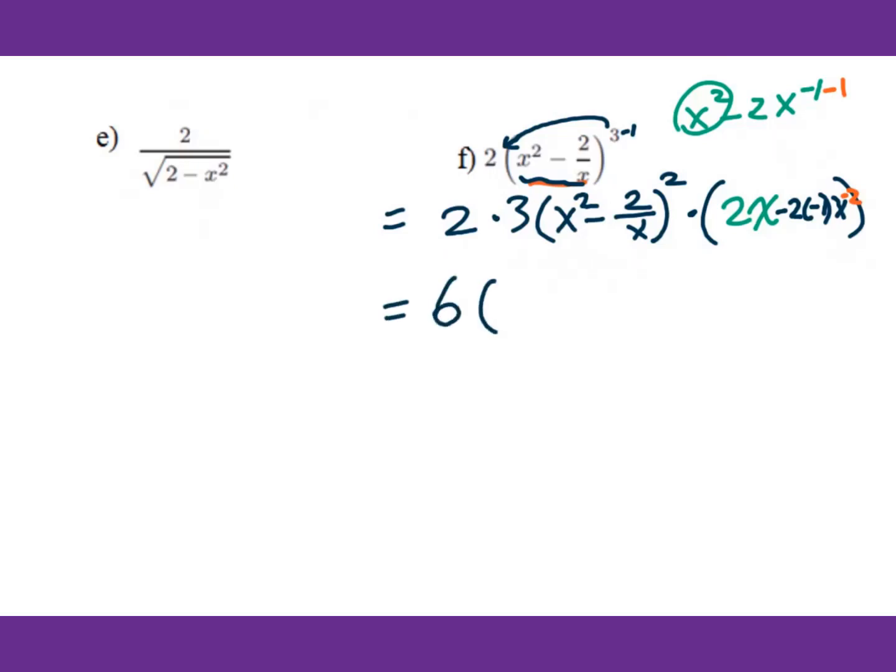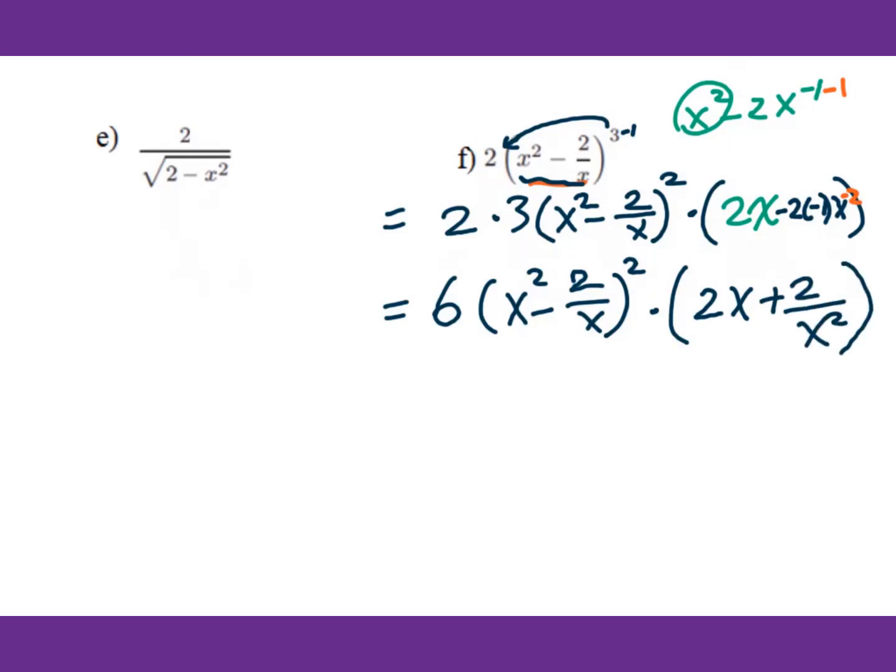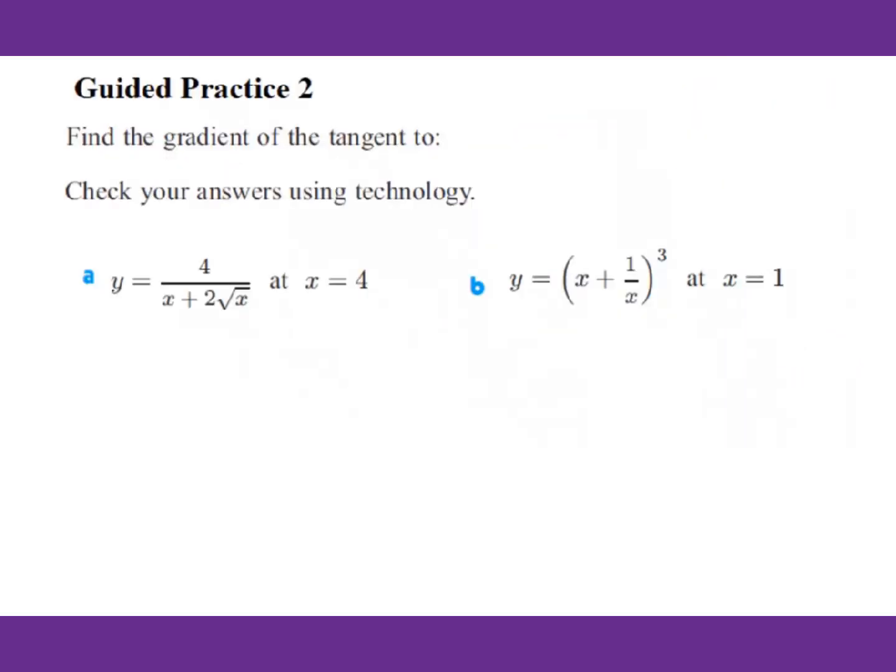Therefore, you get 6x squared minus 2 over x squared times... Simplify: 2x plus 2 over x squared. We just leave it as it is for this derivative. Guided practice 2: find the gradient of the tangent. Gradient of tangent means derivative. Gradient means slope.